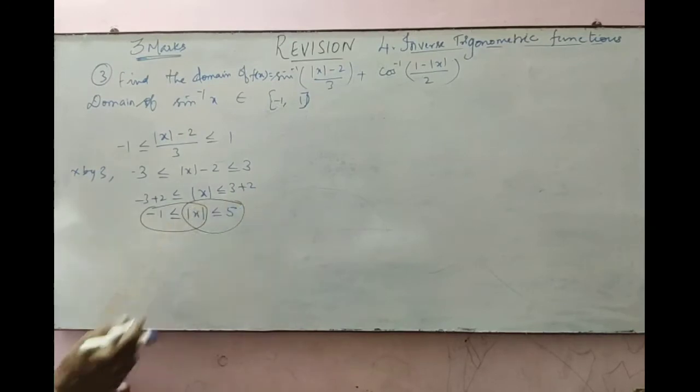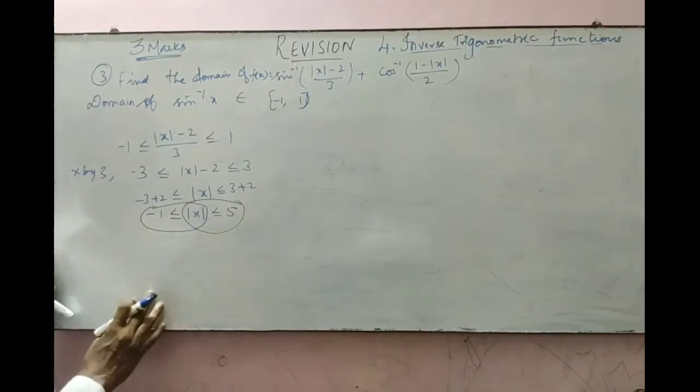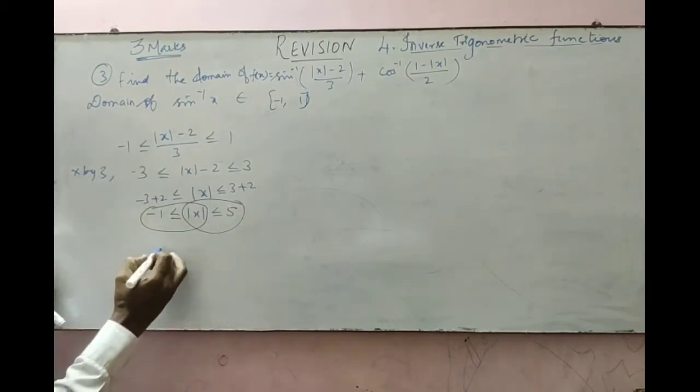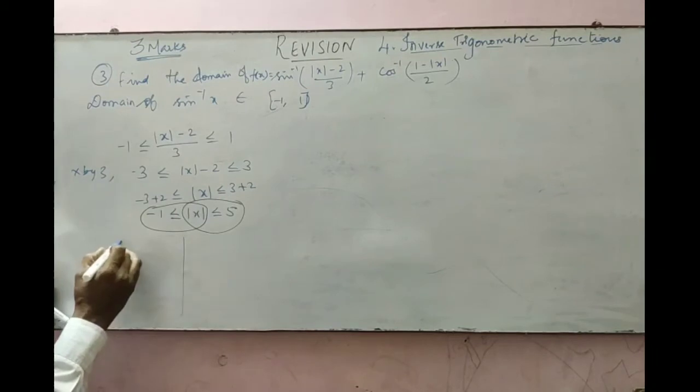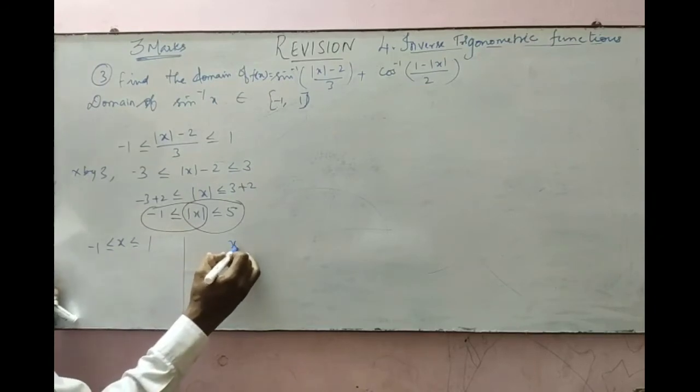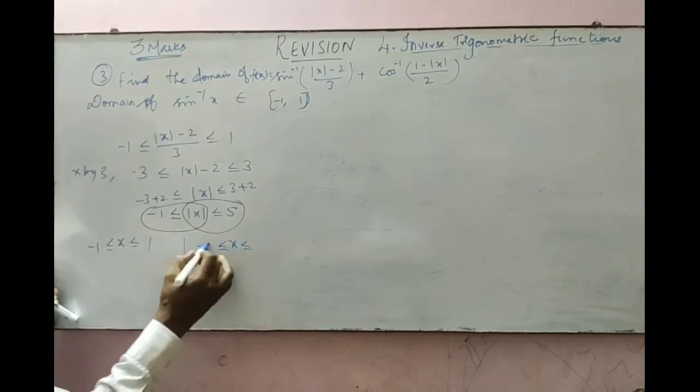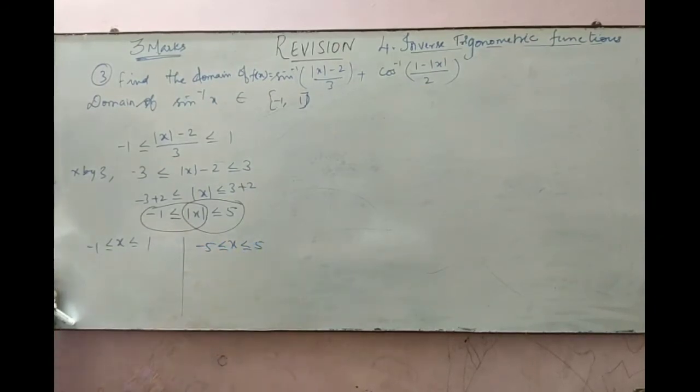Since it is modulus of x, you have to consider this separately, left hand side separately and the right hand side separately. If it is simply x, you can write the interval between minus 1 to plus 1. Since it is modulus of x, you have to split again. Modulus of x as x lies between minus 1 to plus 1. Like that, x lies between minus 5 to plus 5.